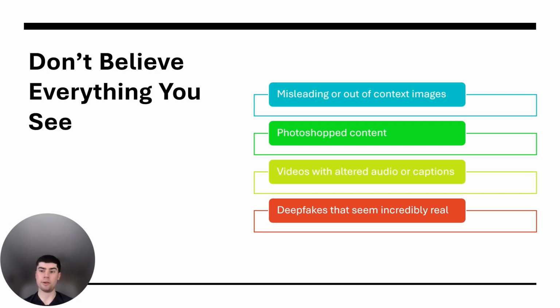It's really important that you don't believe everything you see. Photos and videos can lie too. Things to look out for are misleading or out of context images. These are real photos which are used to tell the wrong story. Photoshopped content are images which are edited to add or remove things. We have videos with altered audio or misleading captions, and increasingly deepfakes. These are AI generated videos that look incredibly real. It's important to always treat viral visuals with a healthy dose of skepticism.